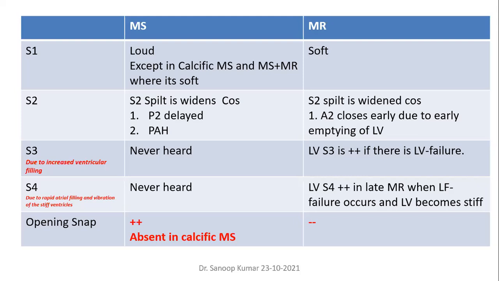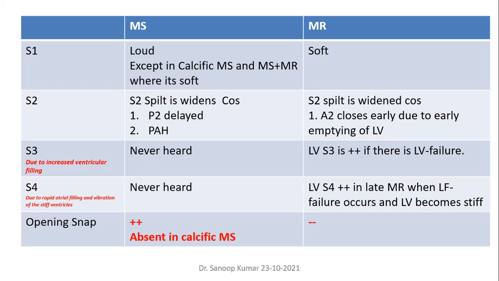And about S2, what is S2? S2 is due to the closure of the aortic valve and pulmonary valve. I told you in mitral stenosis there is pulmonary artery hypertension. Whenever there is pulmonary artery hypertension, the pulmonary valve is going to close late. And the A2, the aortic valve, will close early in mitral stenosis because blood will be inadequately available. So naturally, there will be a widening or split in S2, mainly due to delayed P2 due to pulmonary artery hypertension. And the P2 will be loud also, like you can have a palpable P2.